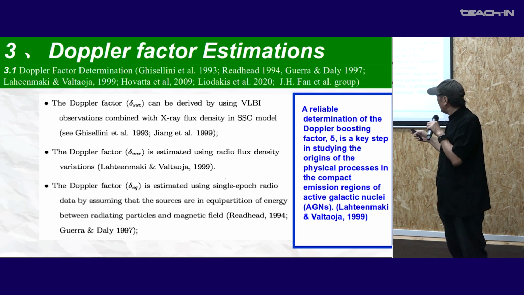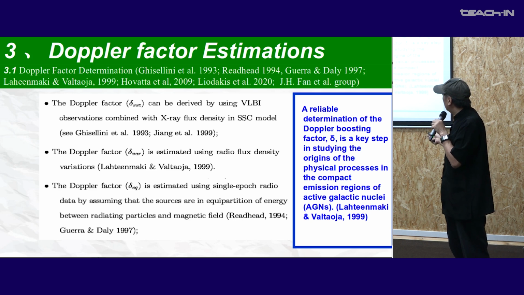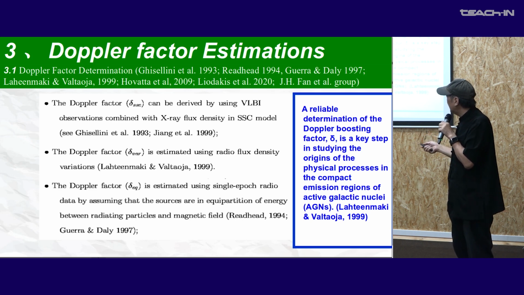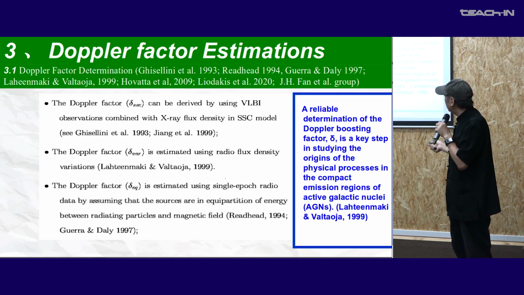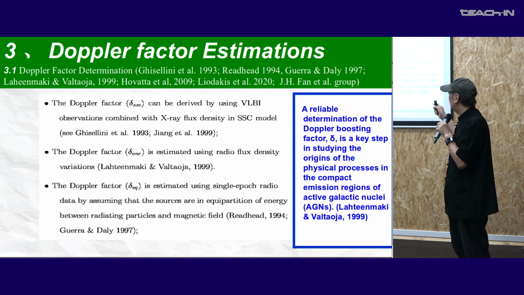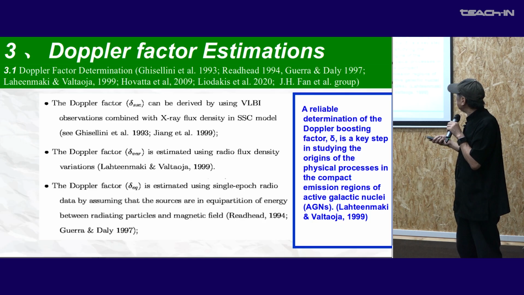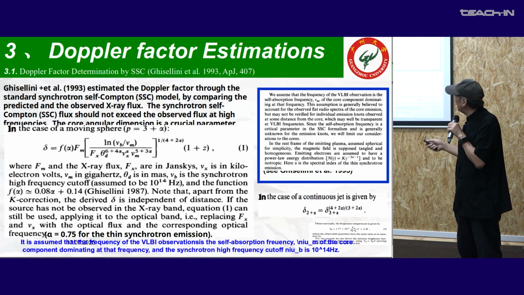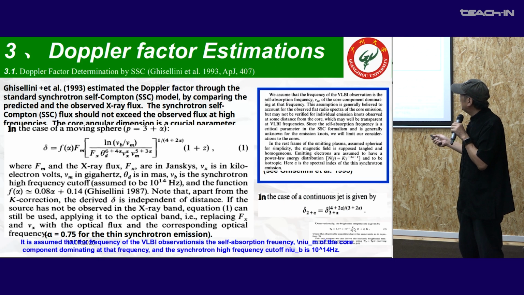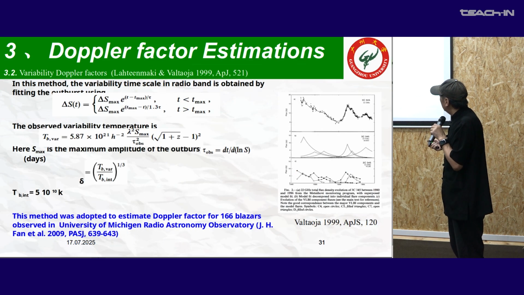Also, the Doppler factor can be estimated from the radio flux density variation, and they also use the equipartition of energy between the radiating particles and the magnetic field. They use so many methods. Now, first I show the Doppler factor determined by SSC. This was proposed by Ghisellini and his colleagues.